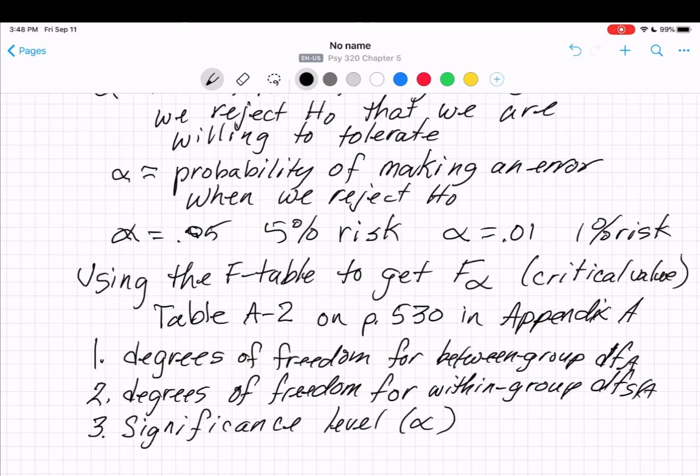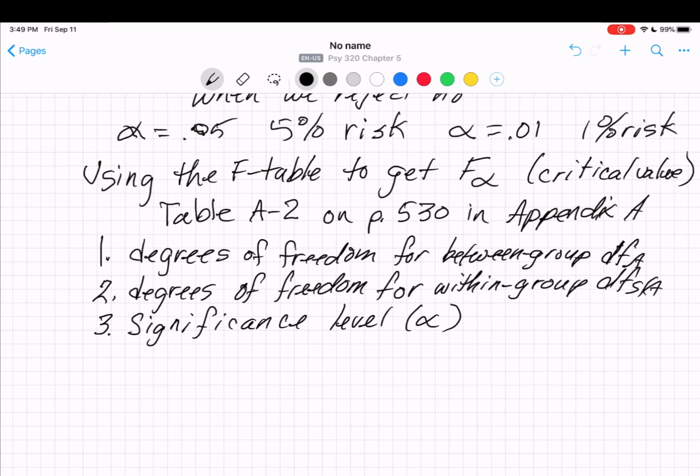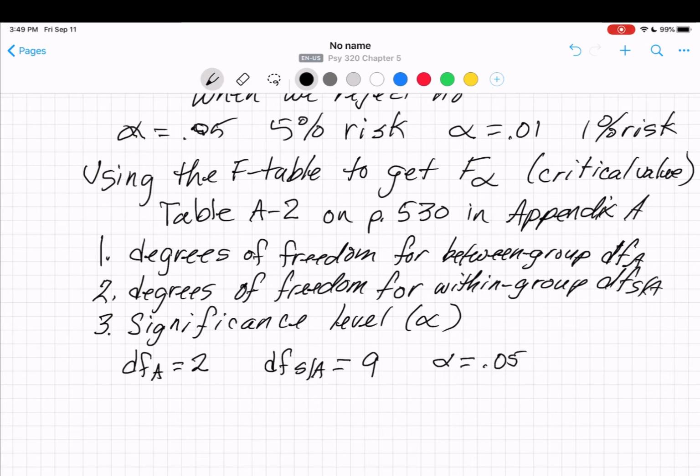which is alpha. Okay, so for the example I did for you in Chapter 4 with our amount of coffee, our degrees of freedom for A was equal to 2, and our degrees of freedom for S over A was equal to 9. Okay, and then we're going to use alpha equal to 0.05. Okay, so we're going to look up in the table here in a second to find out what our F alpha should be in that circumstance. Okay, so I'm going to switch to the table here.